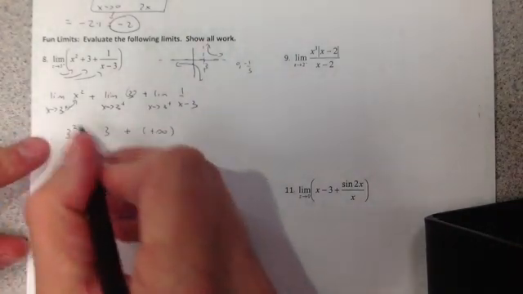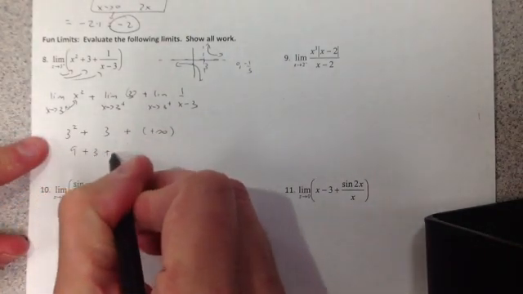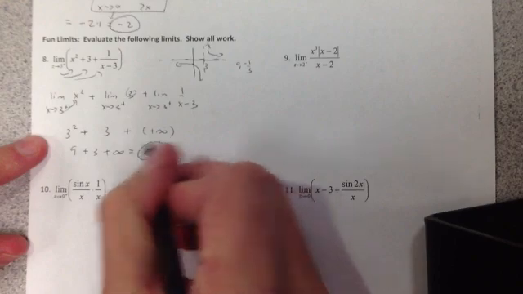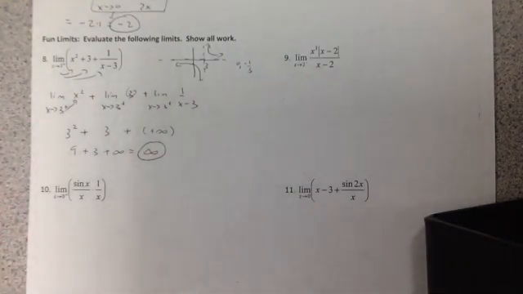And as we approach 3 from the right, it's going to positive infinity. So let me ask you a question. Does it matter what all these are? 9 plus 3 plus infinity? That's still just going to be positive infinity in this case. Kind of a fun problem right there.